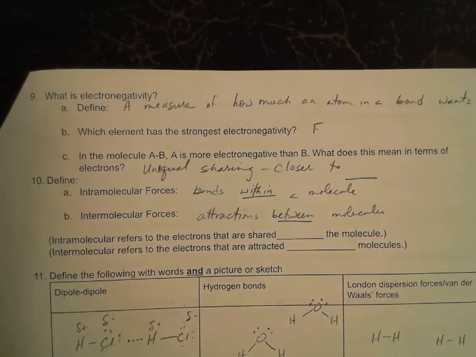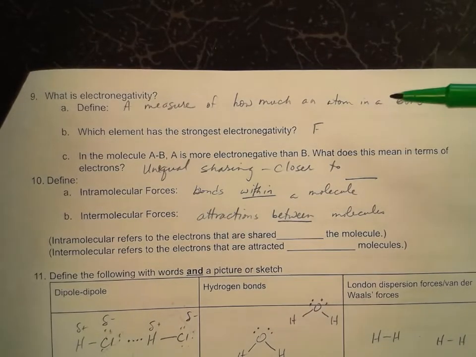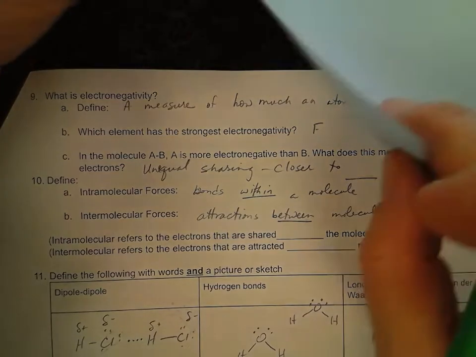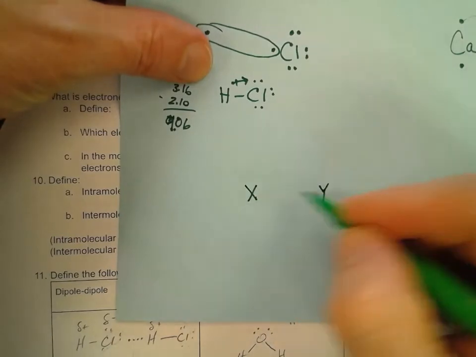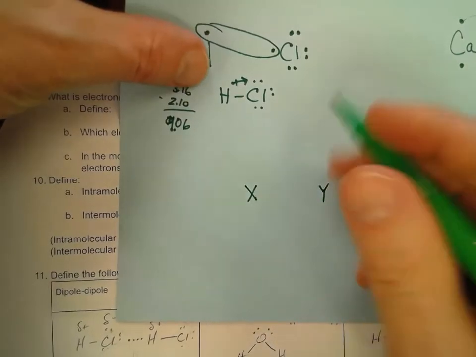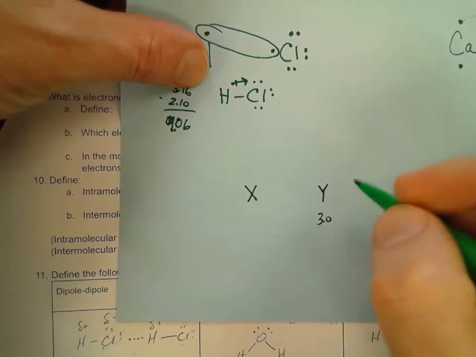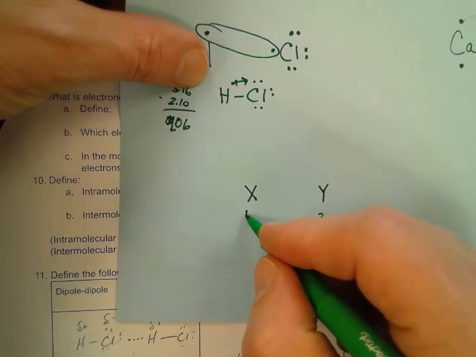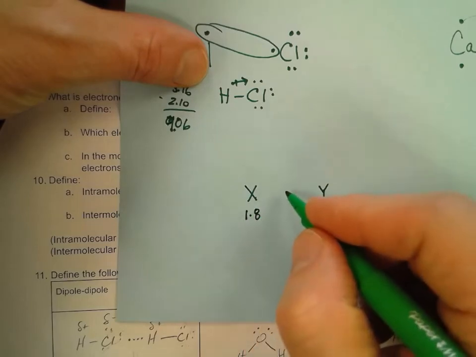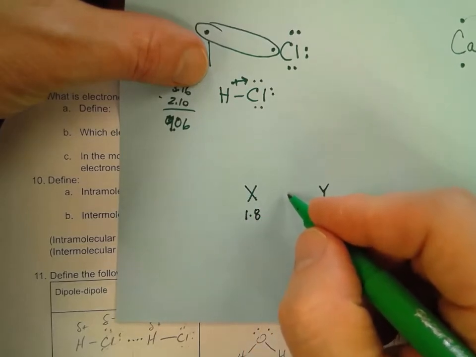Okay. Well, what is electronegativity? It's just a measure of how much an atom in a bond wants electrons. So we've done this before. If this is element X and this is element Y, if Y has a high electronegativity, say it's 3.0, and X has an electronegativity of say 1.8, then the electrons are not going to be shared equally here.